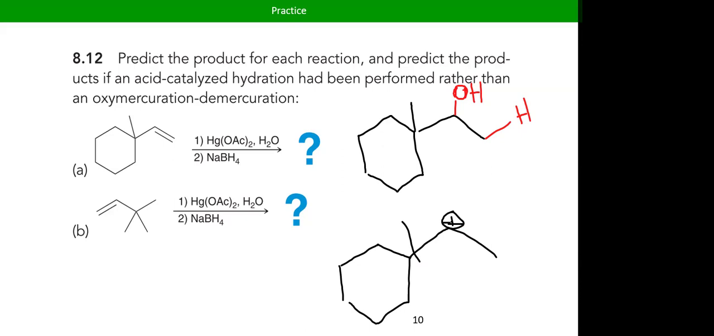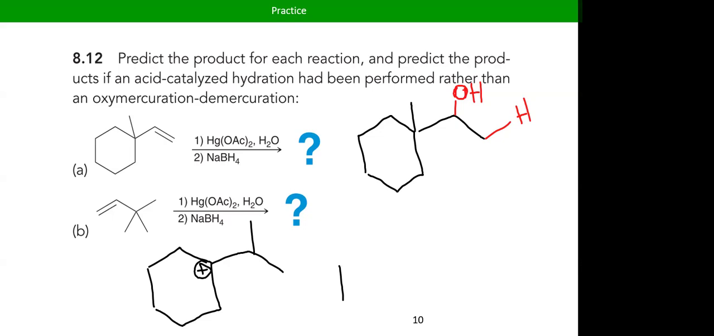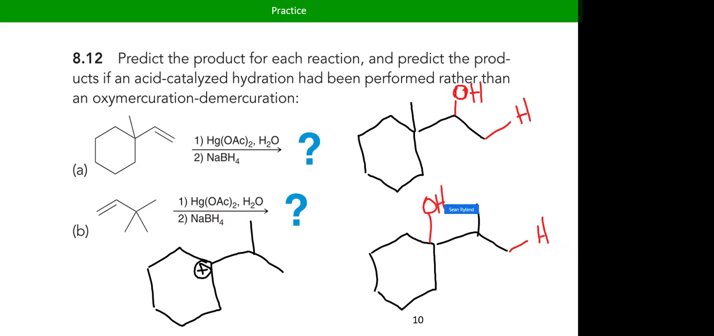This is a little bit of a tricky one, because the quaternary carbon that's next to the positive charge has a methyl group that can wind up migrating over. So we move that methyl group over, and now we get a tertiary carbocation, which then reacts with the water. Our final product for acid-catalyzed hydration would look like this. We added a new hydrogen here and an OH here, and the methyl group moved over.